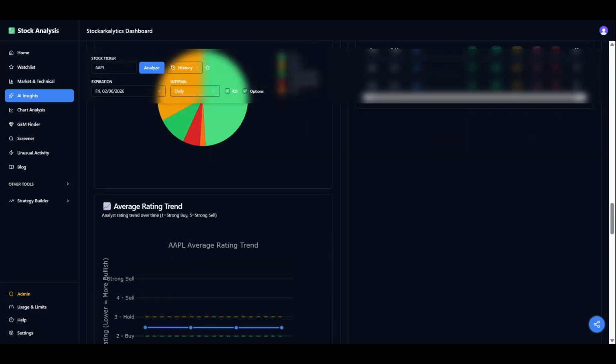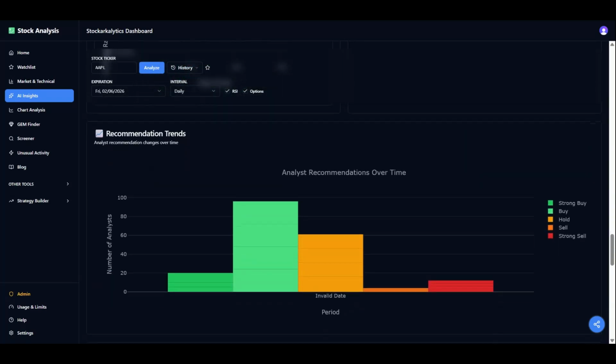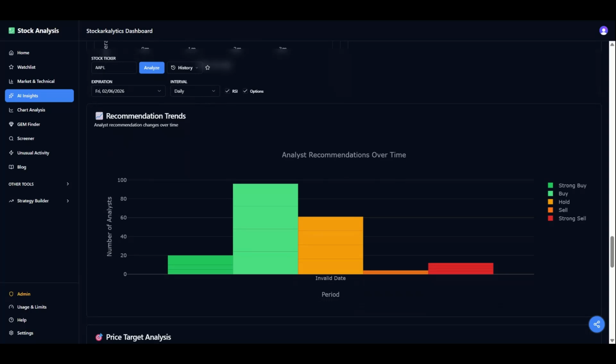Next is your recommendation trends. This chart turns those ratings into a visual over time. So instead of reading the table, you can instantly see whether analyst recommendations are drifting more bullish, more neutral, or more bearish. The legend on the right shows the color mapping: strong buy down to strong sell, so you can compare periods at a glance.